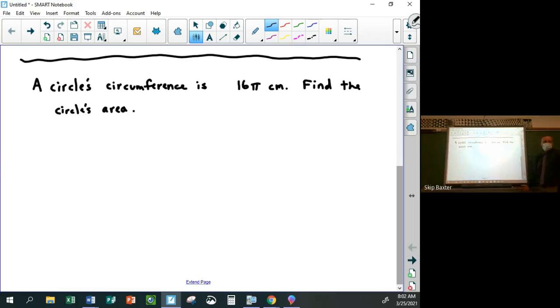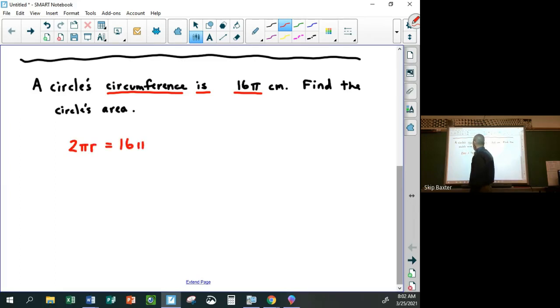So all you would have to do is just apply the formulas, right? They're telling you the circumference is 16 pi. Well, we know the circumference formula is 2 pi r. So 2 pi r equals 16 pi. This is like a two-part problem. We have to first figure out what the radius is, then use that radius in the area formula.